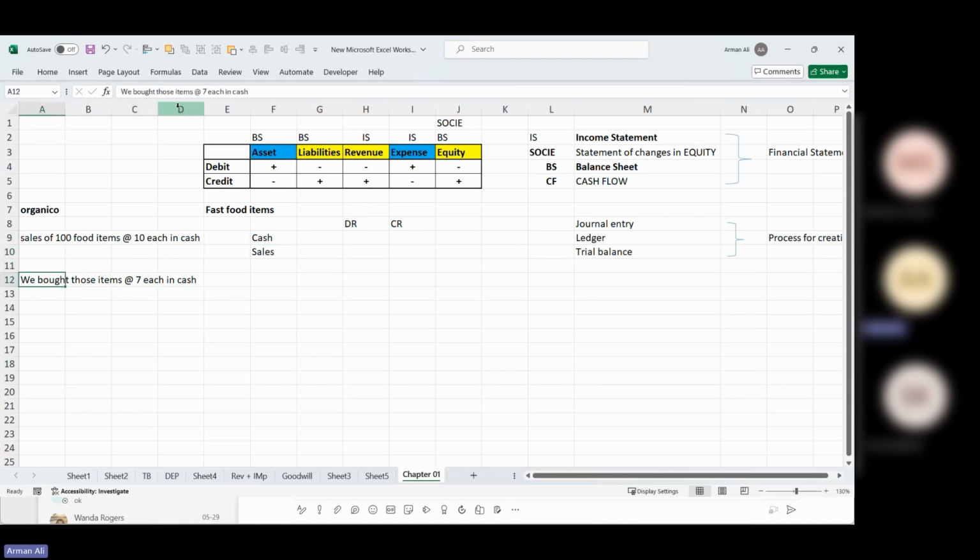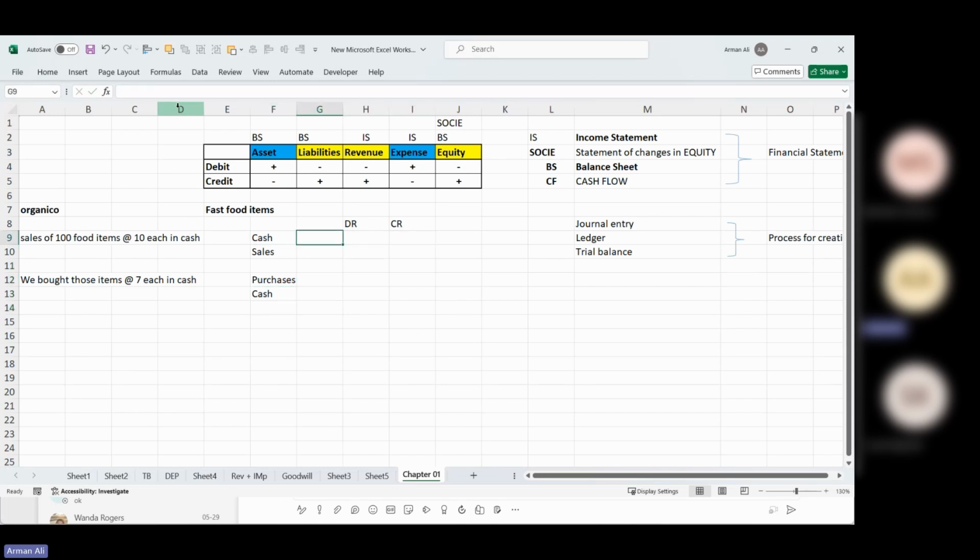And in the other entry, what we can see is we bought those items at 7 each in cash. So we're purchasing something, or we can simply call it purchases. What we buy from the shops or store, we call groceries or our purchases, right? So we can call it that. And we can see that cash is also getting involved in the transaction.